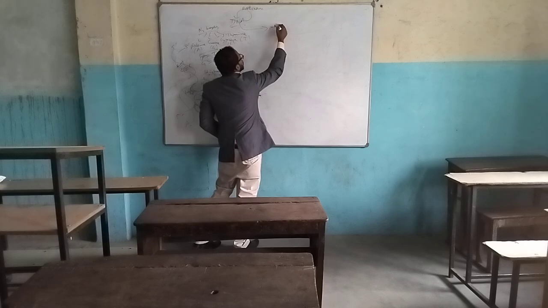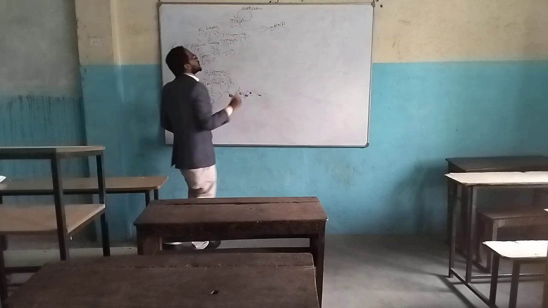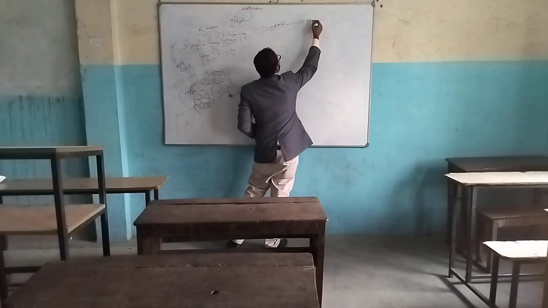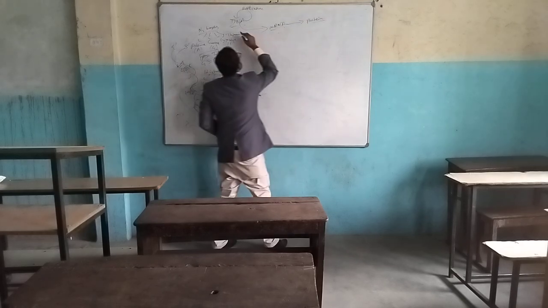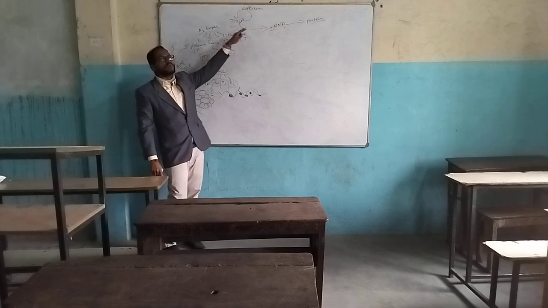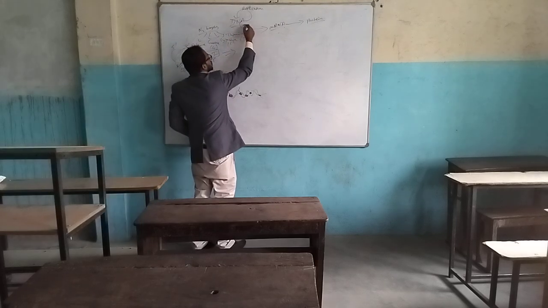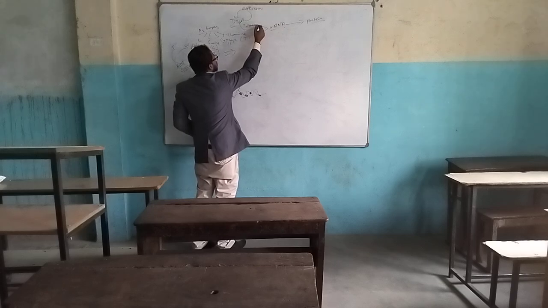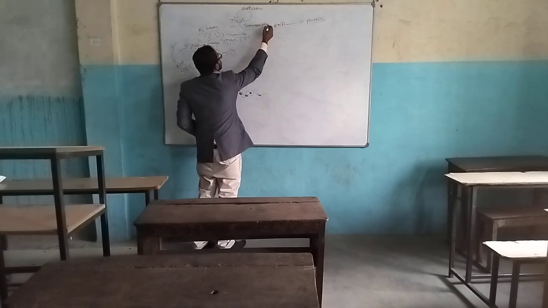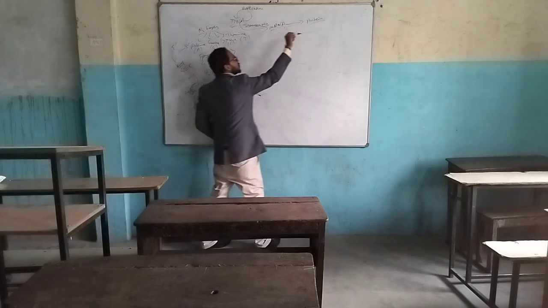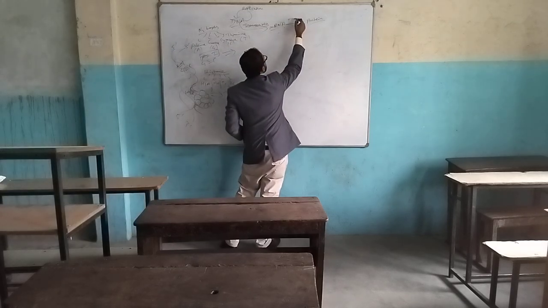So mRNA formation occurs from the DNA, and from mRNA protein formation occurs. So you know, DNA to mRNA, this step is called transcription, and from mRNA to protein formation is called translation.